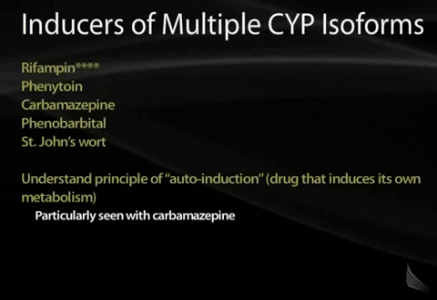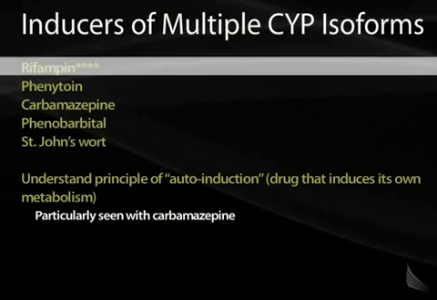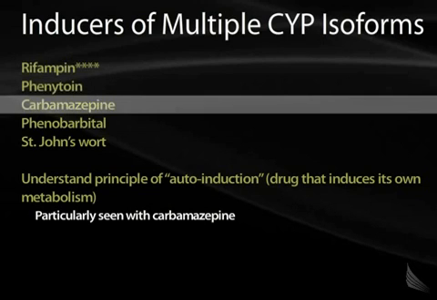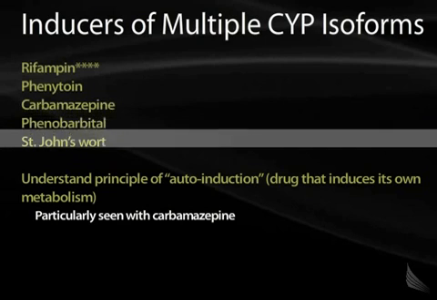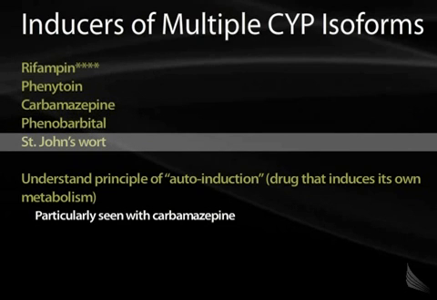It's very important to remember the following medications as inducers of the cytochrome P450 isoforms. The classic inducer is rifampin, which is an anti-tubercular medication. Also, the anti-seizure medications such as dilantin, carbamazepine, and phenobarbital, as well as St. John's wort, which is an over-the-counter herbal medication.